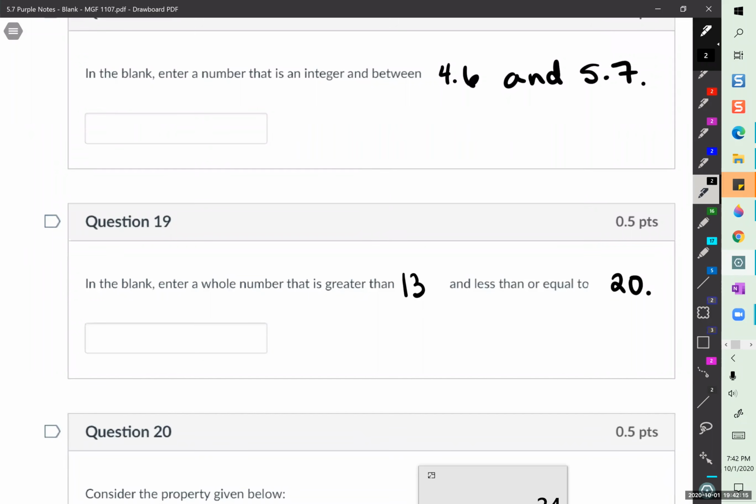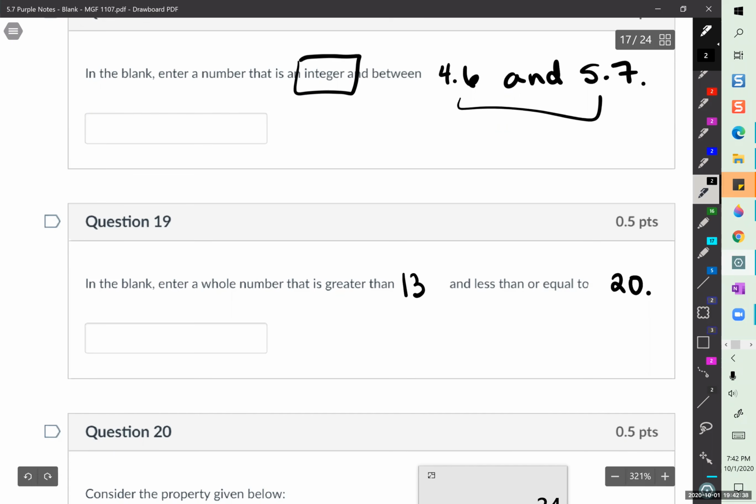Now, here we're asked to enter a number that is between 4.6 and 5.7, but not just any number. Do we see it says enter an integer? So integers are those like everything that's -3, -4, -5, continuing on, all the way up to 0, 1, 2, 3, 4, 5, continuing on and on. The only integer that's between these two is 5. So we just enter 5 in the blank.